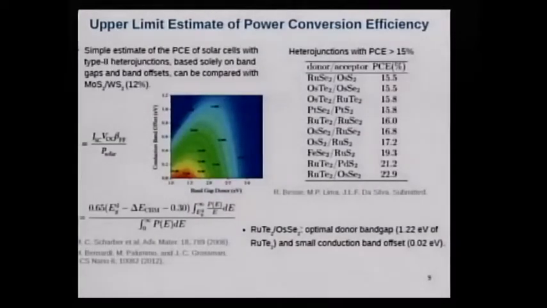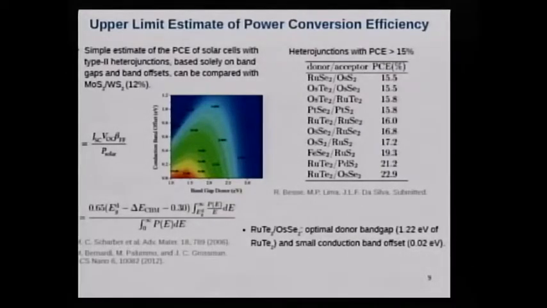So, going to the potential application as solar energy harvesting for these heterobilayers, we have selected the type 2 heterojunctions and performed a simple estimate of the power conversion efficiency of these type 2 heterojunctions, which is based solely on the band gaps and the band offsets. The main goal of this simple estimate is just to compare these results for our class of materials with materials that have been more widely explored already for this application. For example, the molybdenum disulfide and tungsten disulfide junction with this model has an efficiency of 12%.